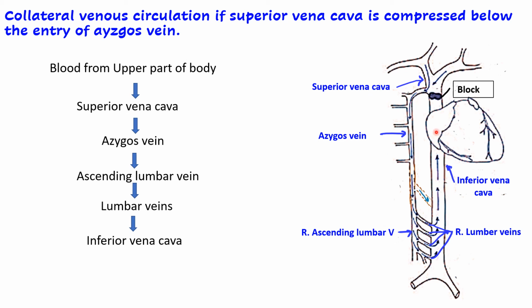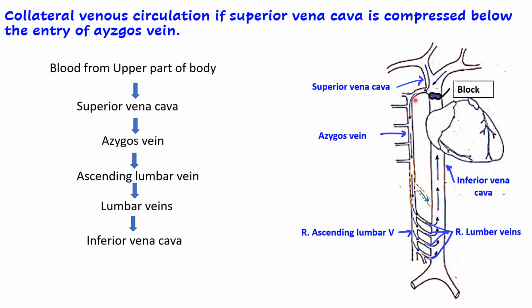So this is one course, right? So this is simple in this case. From the superior vena cava above the compression, from there blood goes to the azygos vein, from azygos to the right ascending lumbar vein, then to the lumbar veins, then to the inferior vena cava and right atrium.